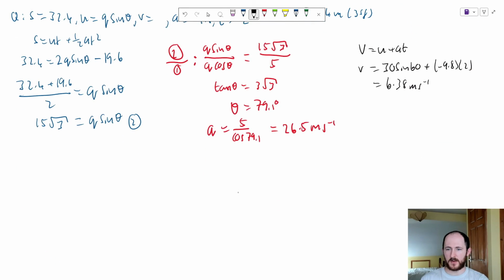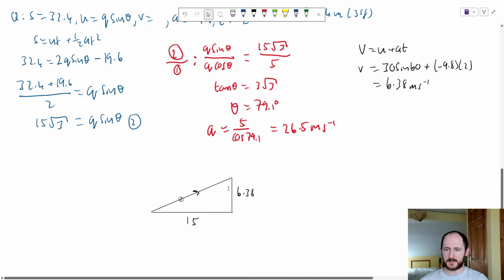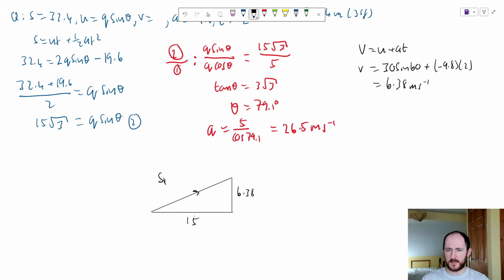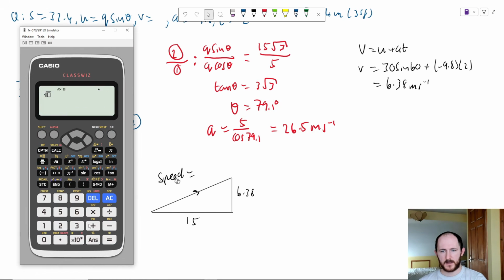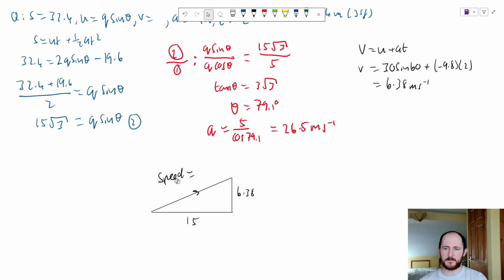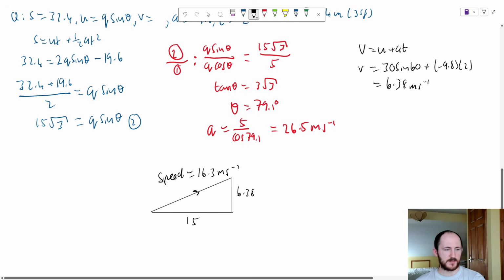So we're going to just draw a triangle. The horizontal is 15. The vertical is 6.38. And we want the speed. The speed is just the magnitude of the vector, right? Now, the vector has components 15 and 6.38. So all we're going to do is square root answer squared plus 15 squared all square rooted. I get 16.3 meters per second. And that brings us to the end of question number 2.